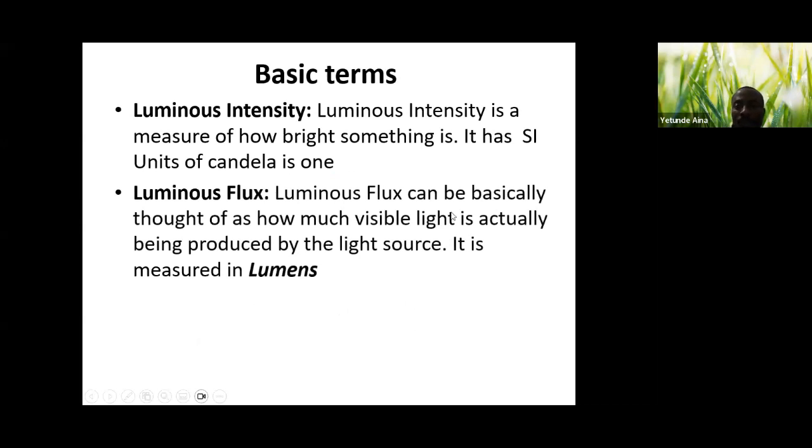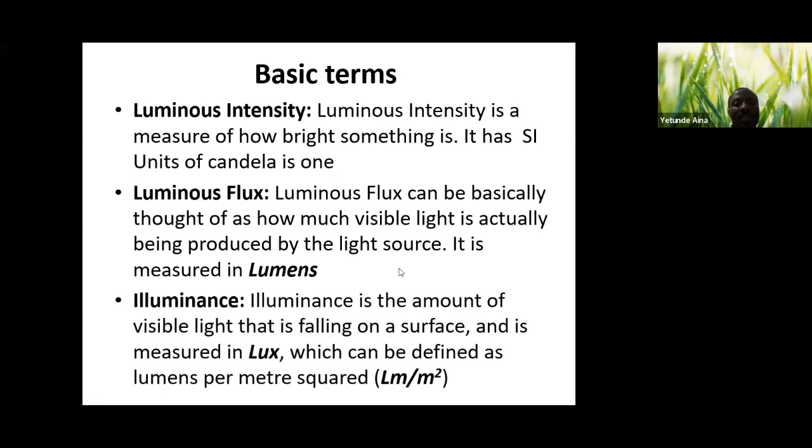Remember, luminous flux can be basically thought of as how much visible light is actually being produced by the light source. Now, the third one is talking about illuminance. Now, what is illuminance? Illuminance has to do with the amount of visible light that is falling on a surface, and is measured in lux. Which can be defined as lumens per meter square. That is the illuminance. What is the amount of visible light that is falling on a surface? That is talking about the illuminance.